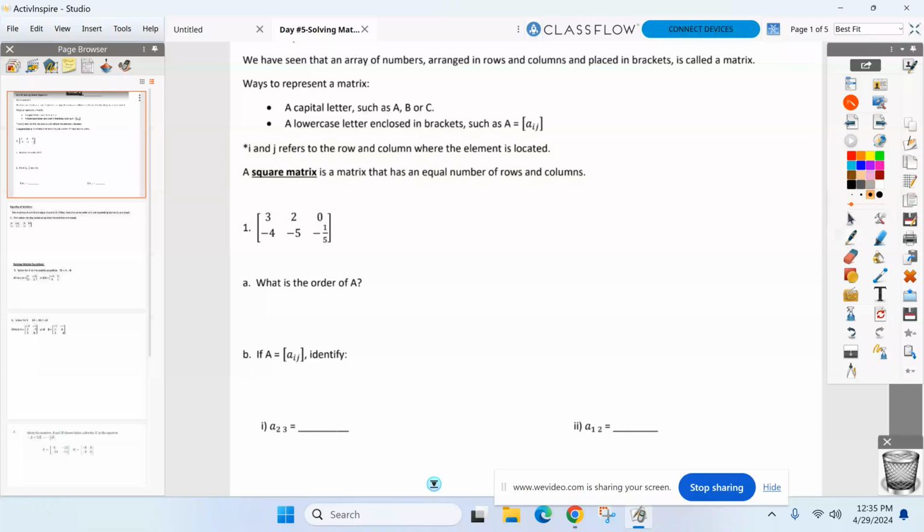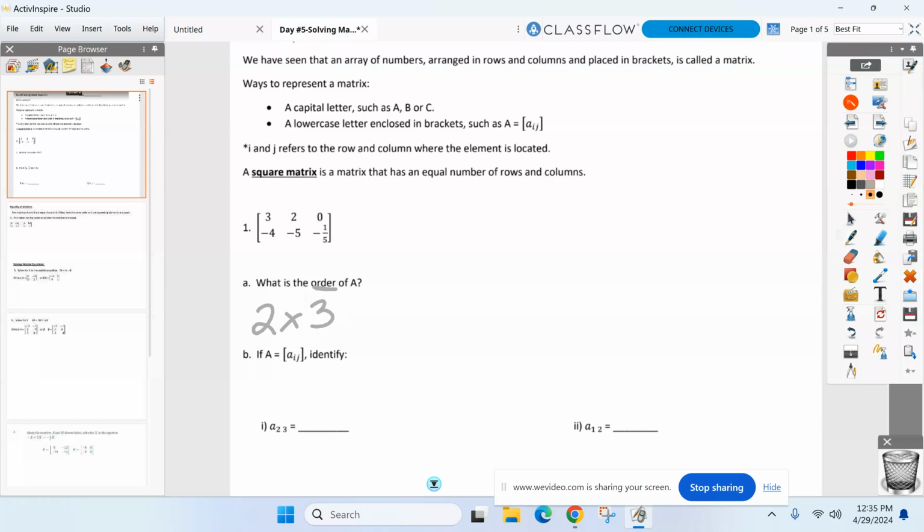Order of A. What am I asking for when I ask for the order? Again, I can't answer this on the quiz Thursday. What's the size, right? What do we put first? Rows. How many rows? 2 rows by 3 columns. So this is a 2 by 3 matrix. All right, 2 by 3.